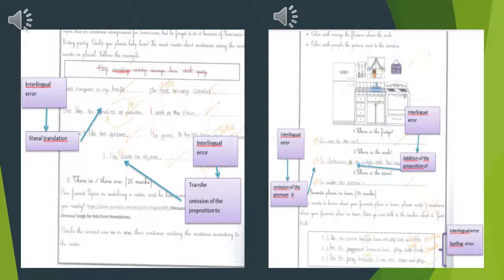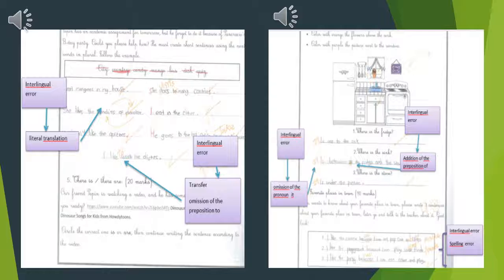With this worksheet, we find a different example where an interlingual error is evidenced by literal translations, where the structure of Spanish is kept to write a sentence in English. There is also an error by transfer in a preposition, in this case, "to".